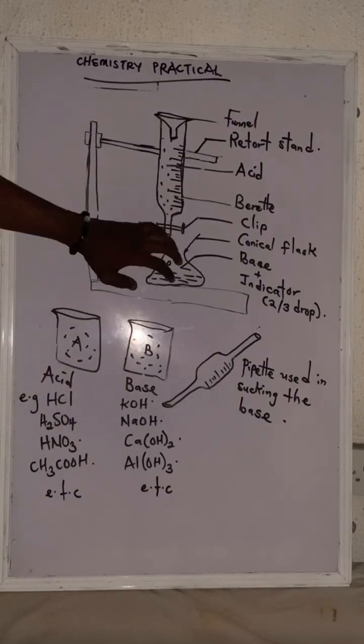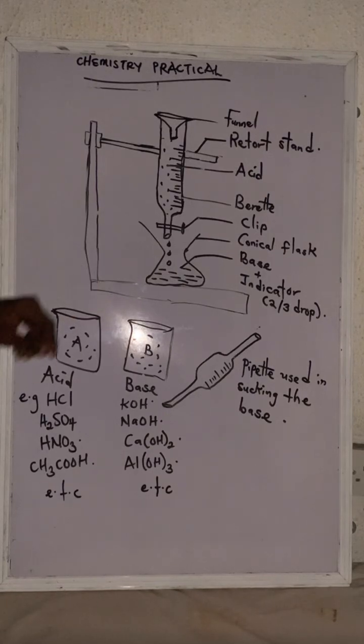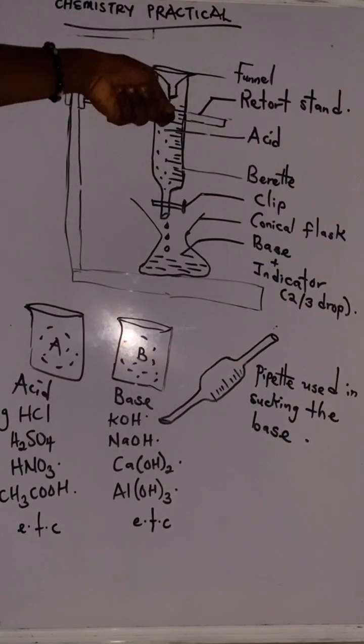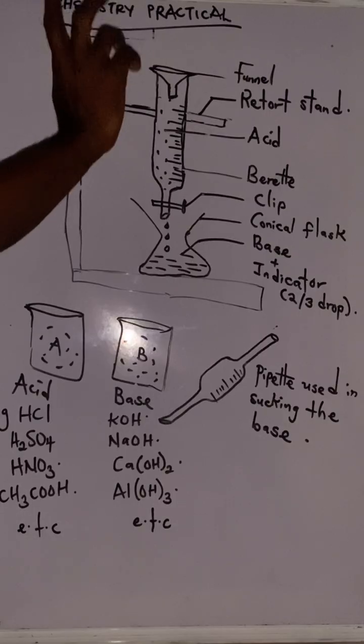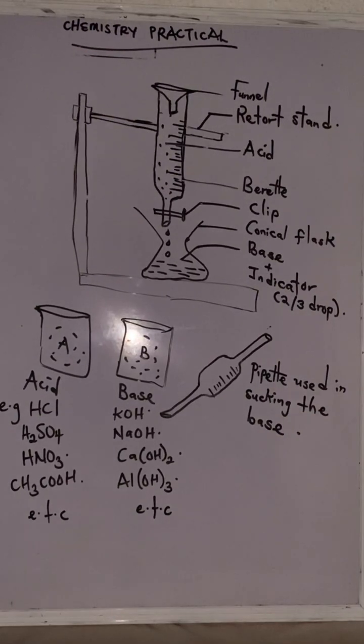You now bring the base here. Are you following? So you bring the base to this place. Then take the funnel, put the funnel inside this burette, and then you can pour acid inside. Gently, pour it gently.